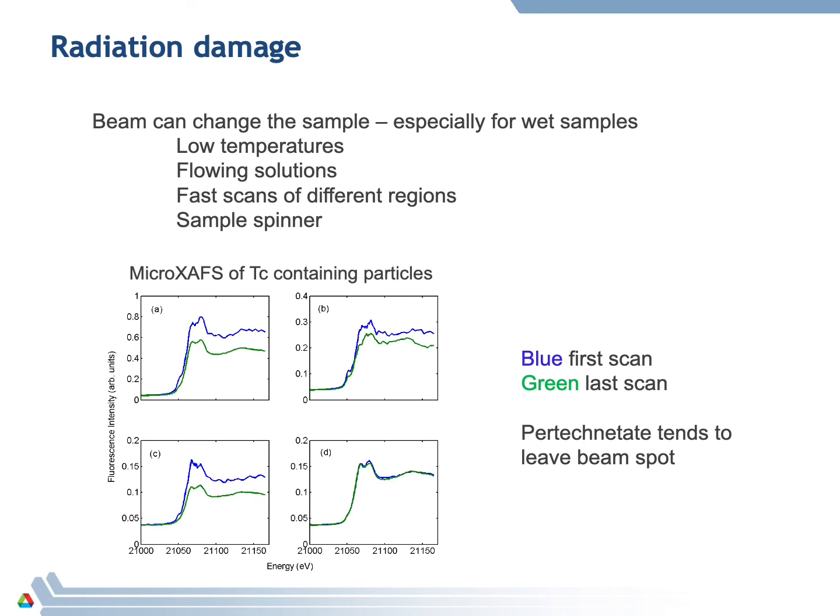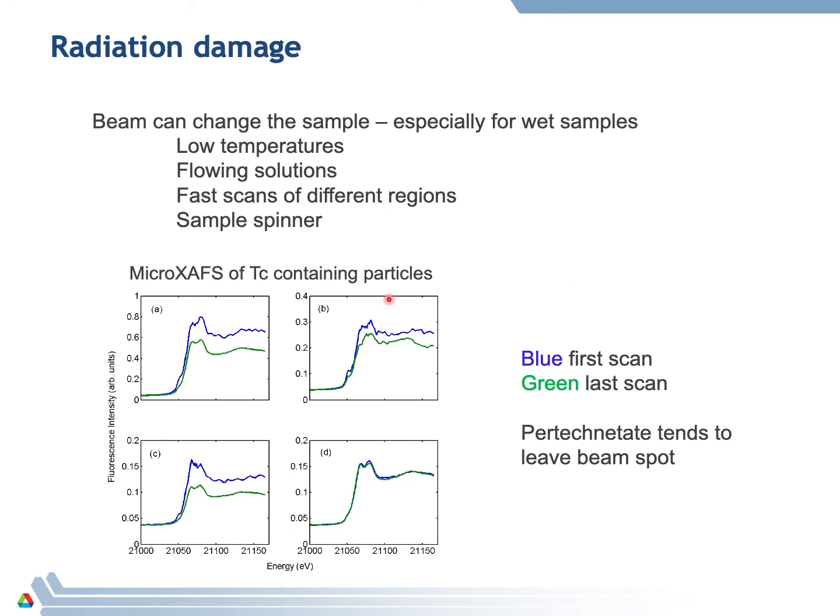So, just as an example that I ran into fairly recently, I was measuring micro XAFS on technetium. This is for a waste management problem. We were looking for technetium pertechnetate, which has this pre-edge feature, and comparing it with technetium-4, which doesn't have that feature. So we're trying to figure out the ratio of pertechnetate to technetium-4.